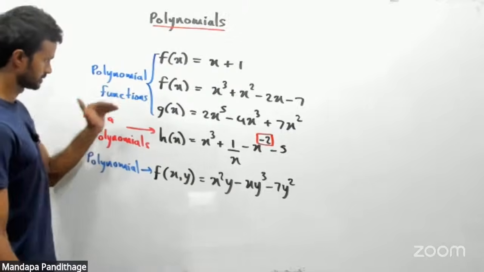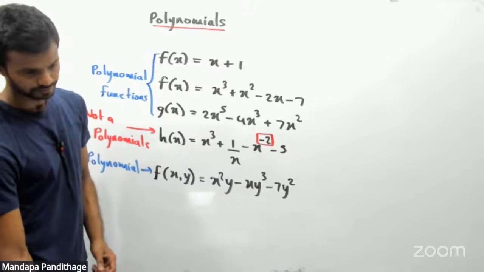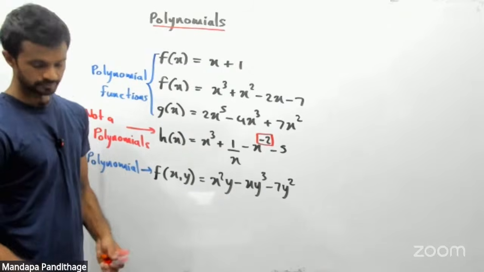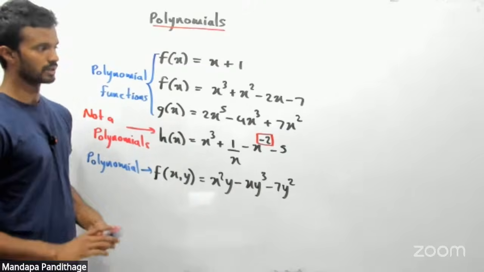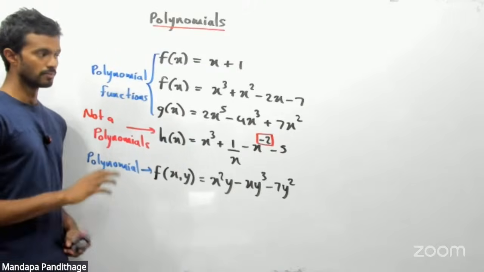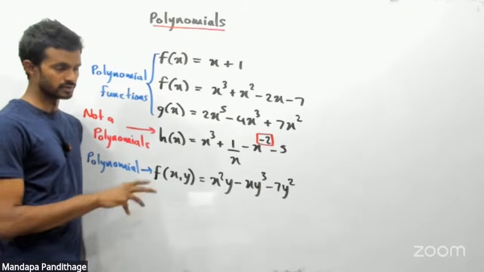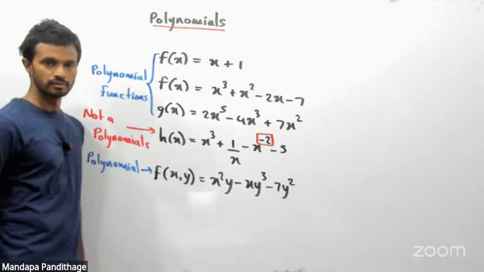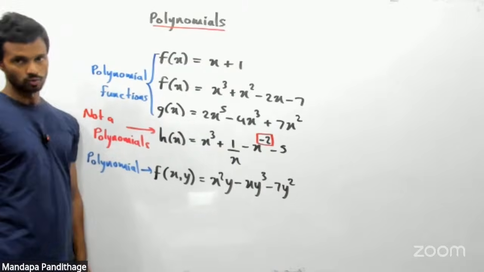Okay, so we can write this. These are polynomial functions, not a polynomial. This is a polynomial. A polynomial can consist of two or more variables too, but in our syllabus, we are working with polynomials consisting of only one variable.